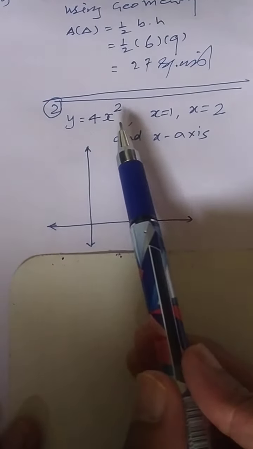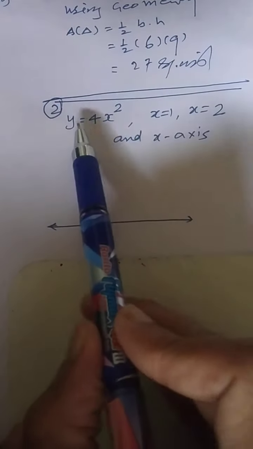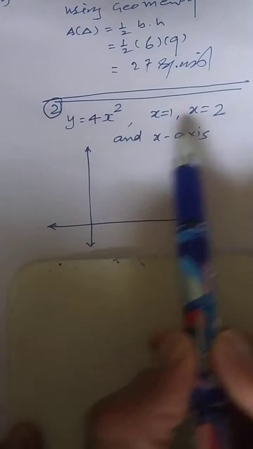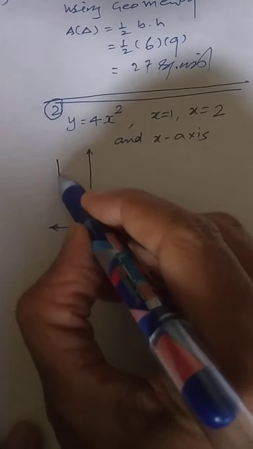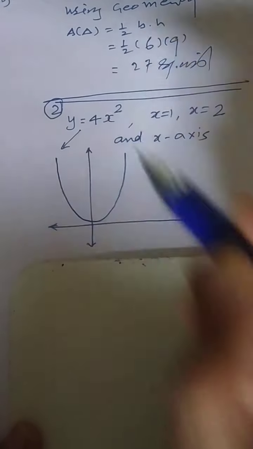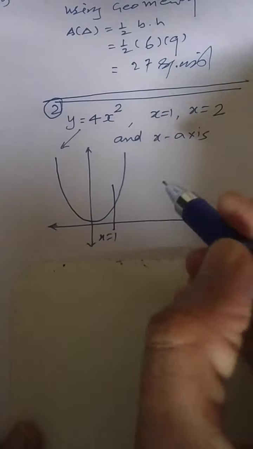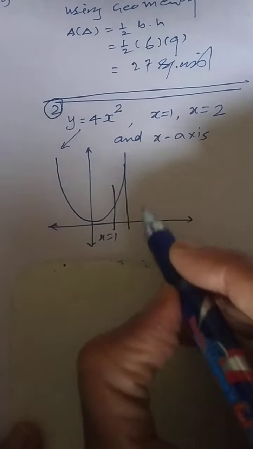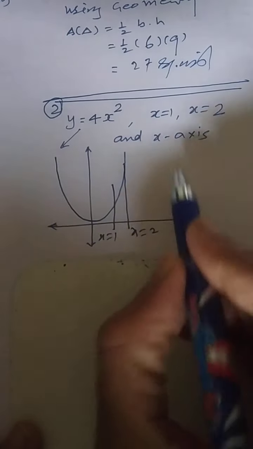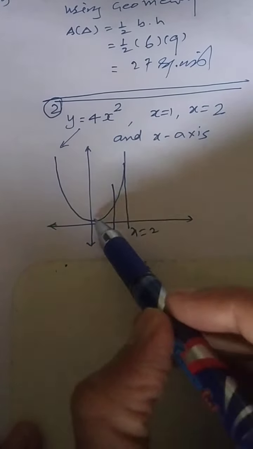Y will be equal to 4x square. It is an open upward parabola. The question is asking about x equal to 1, x equal to 2 and the x-axis. This is to be answered. Now it is an open upward parabola whose equation will be like this. X equal to 1 is a straight line, x will be equal to 1. X equal to 2 is another straight line parallel to the y-axis. So the area is bounded by this and the x-axis.